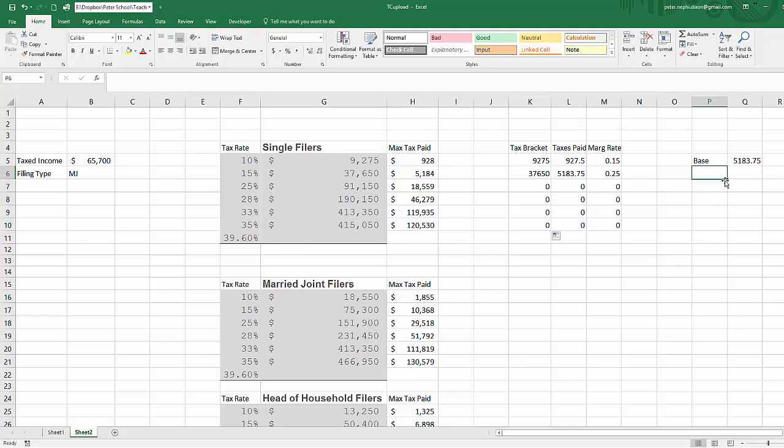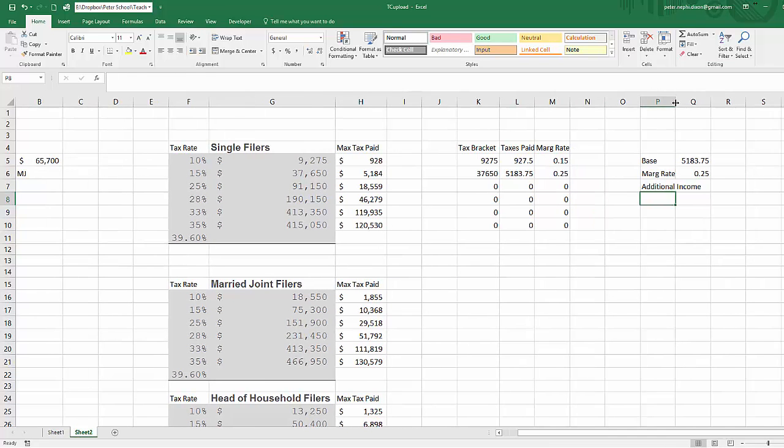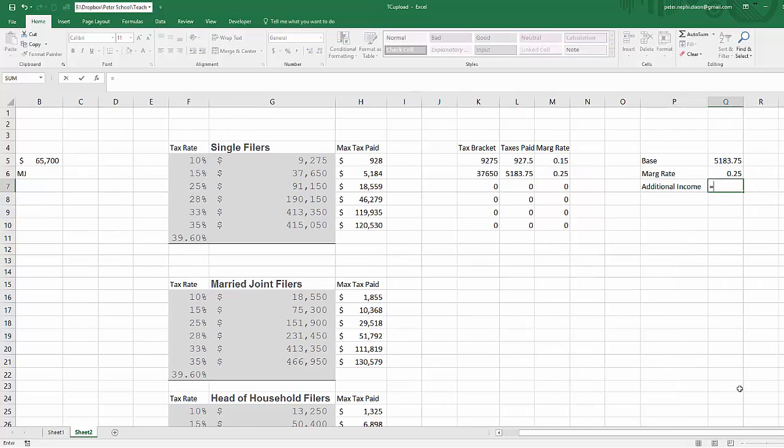So now if we want to know how much of our income is going to be taxed at this higher rate, we need to know our marginal rate, and that's just going to equal the max over this range. And then we need to know the amount of income that's taxed at that rate, so we'll say additional. What this is going to do is equal our taxable income, which comes from over here, minus the max from this tax bracket range.